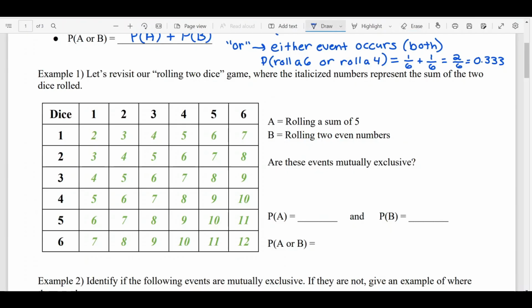So I have 2 events. A is going to be rolling a sum of 5, and B is going to be rolling 2 even numbers. So those are my 2 separate events. First question, are these events mutually exclusive? If you're asked if events are mutually exclusive, you have to look and see, do those 2 things happen at the same time? So rolling a sum of 5, I get a sum of 5 here in these 4 occurrences. That is where I get a sum of 5.